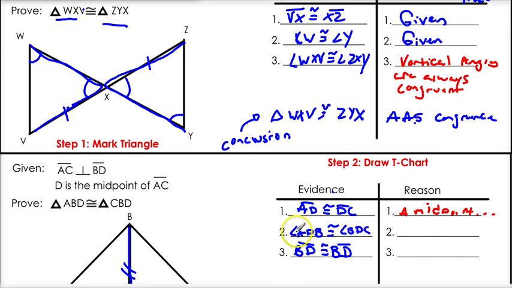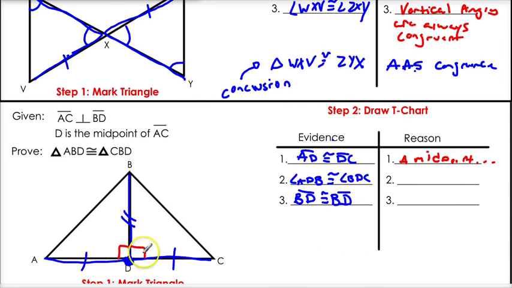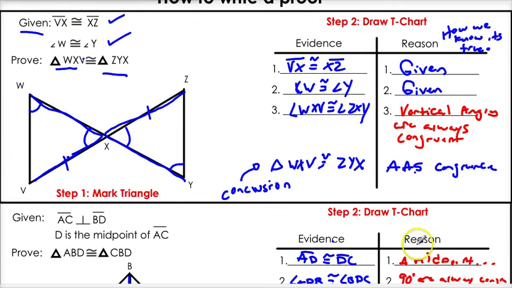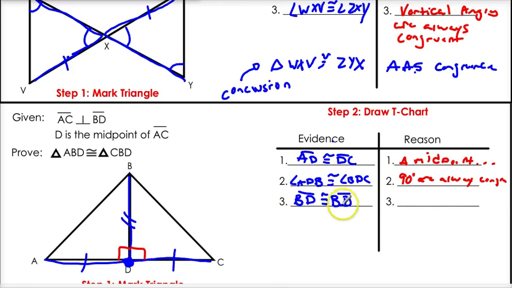The second part is angle ADB is congruent to angle BDC. And this is the perpendicular angle theorem. So there's a long thing, but you have to write the whole thing in. And basically it says that 90-degree angles are always congruent. Now you have to write the whole thing in here. Of course, I don't have room, but what we'd want to write is right over here: perpendicular lines create 90-degree angles, and all 90-degree angles are congruent. That's what needs to go right here. That's your reason.